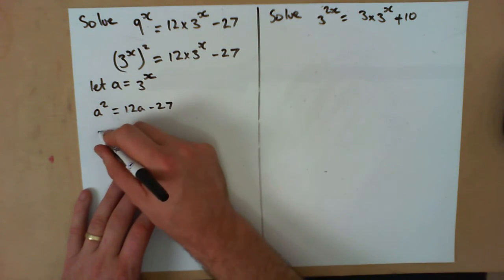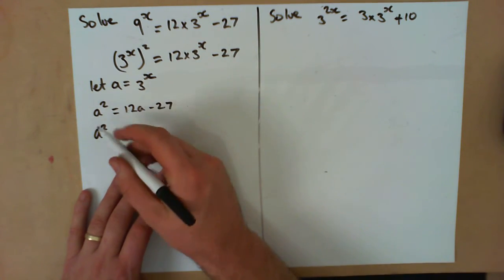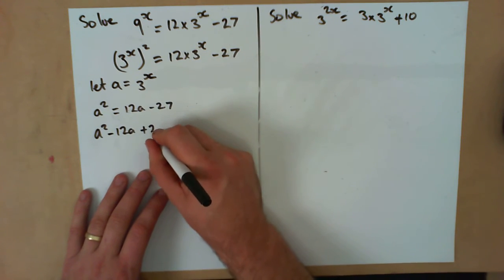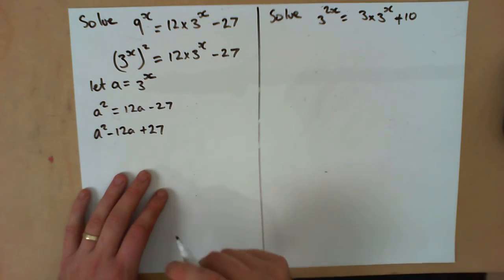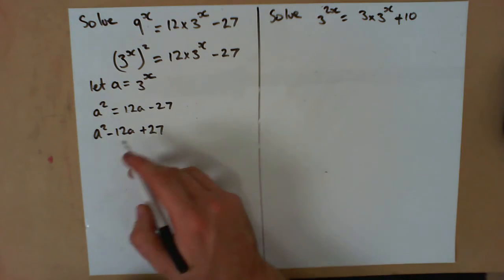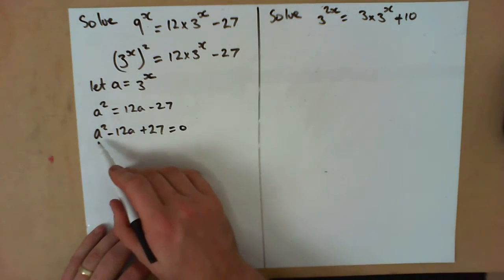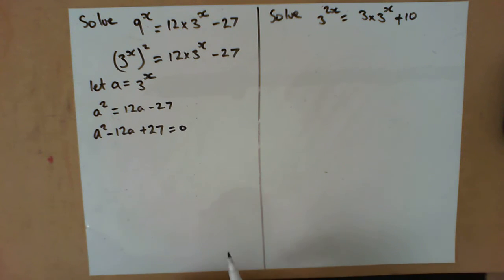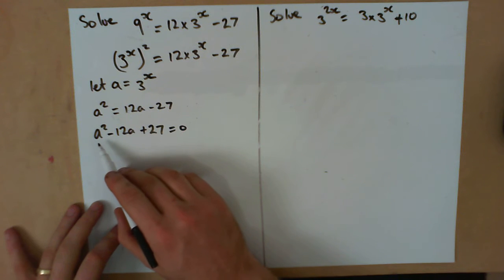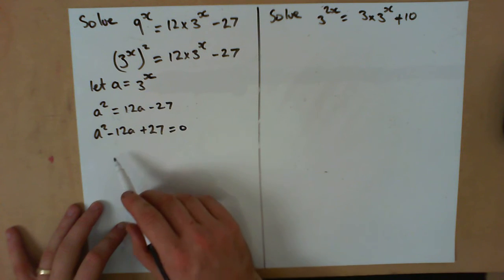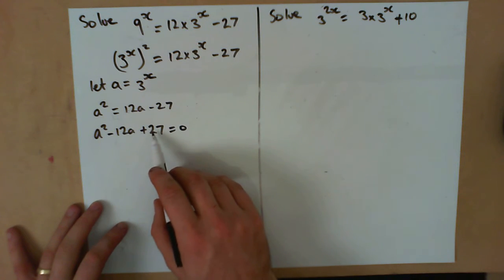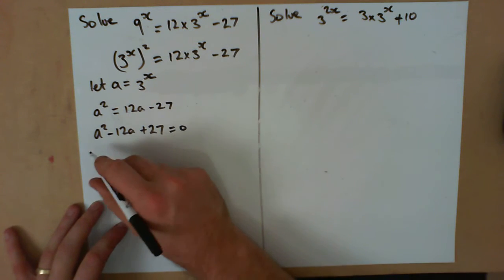It doesn't take a lot of work to realize that we can move this across and say we've got a squared take 12a plus 27 equaling 0. Now hang on, all of a sudden we've got a quadratic that we can solve. Don't worry about the quadratics here, they're not going to be awful ones. So I've got factors of 27. This is positive and that's negative, so they've both got to be negative, and I've got to get to a total of 12.